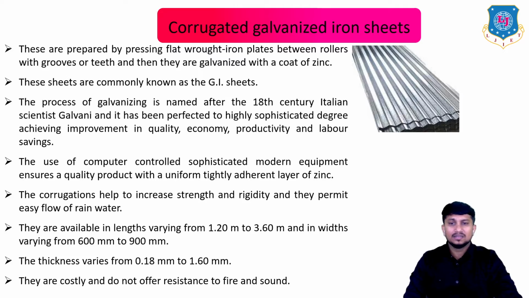They are available in lengths varying from 1.2 meter to 3.6 meter and in widths varying from 600 mm to 900 mm. The thickness of this type of roof covering sheets varies from 0.18 mm to 1.6 mm. They are costly and do not offer resistance to fire and sound.